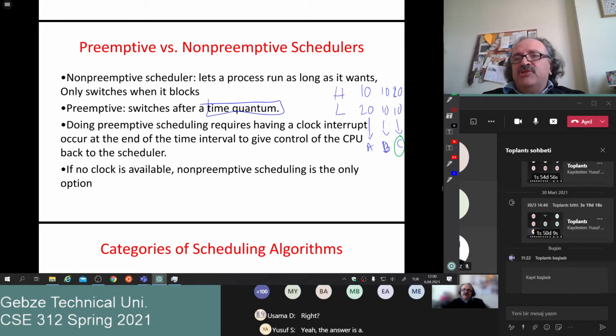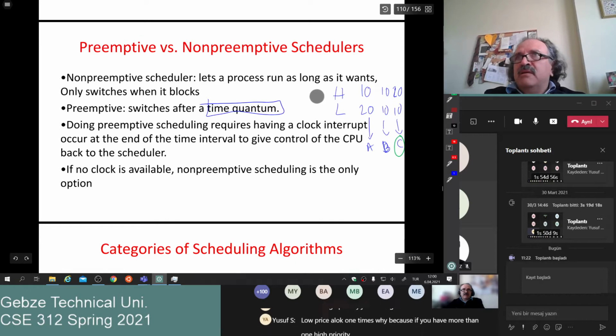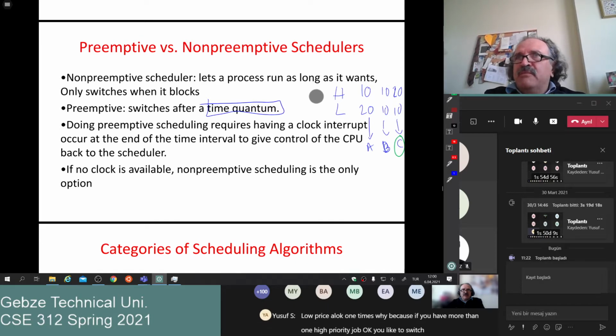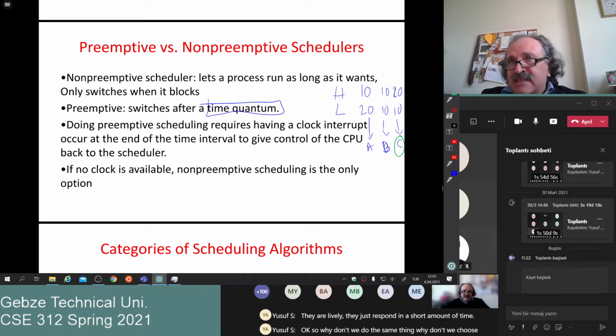For the high priority jobs, you assign low quantum times. Why? Because if you have more than one high priority job, you like to switch between them quickly because they are probably interactive processes, right? So switch quickly between them so that they are interactive, they are lively. They respond in a short amount of time. So why don't we do the same thing? Why don't we choose small quantum times for all the processes so that they switch quickly and keep responding? Why don't we do that?